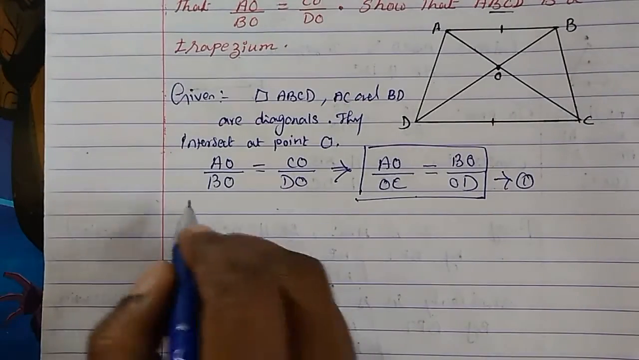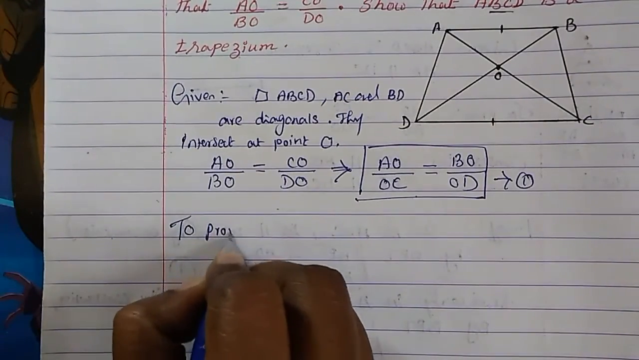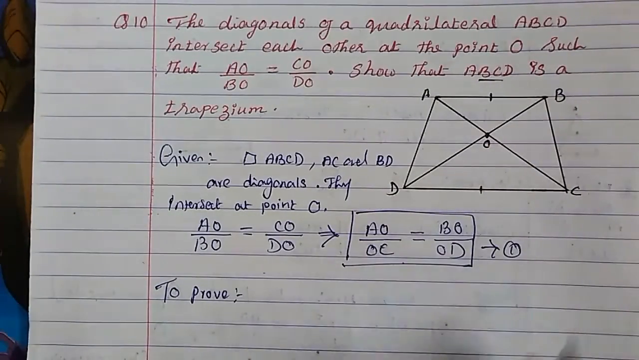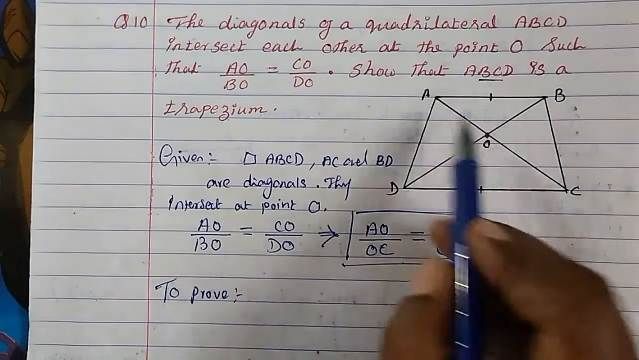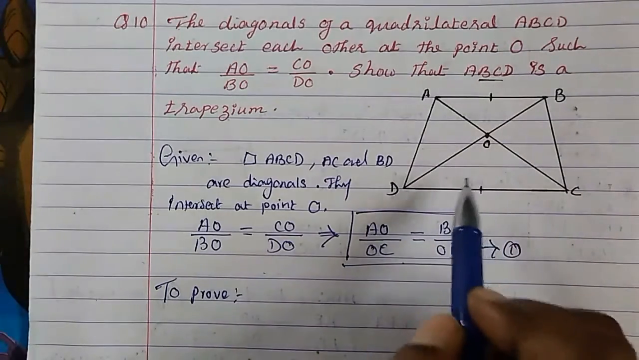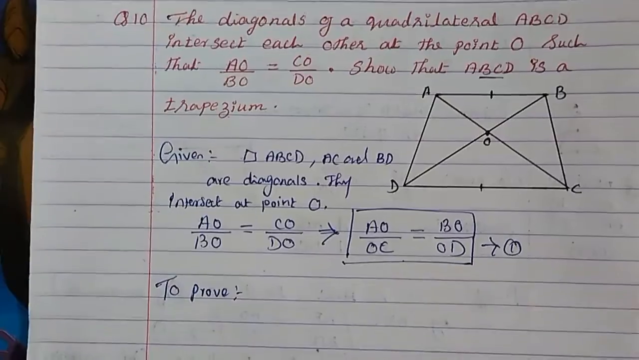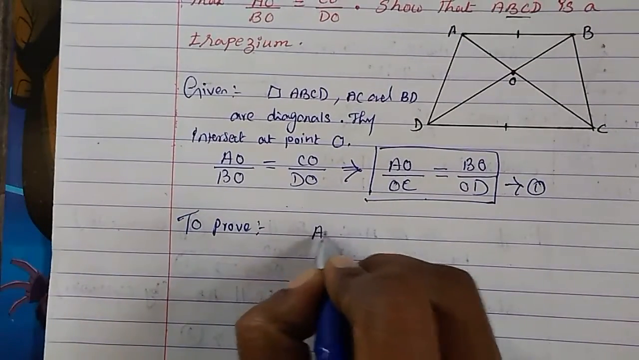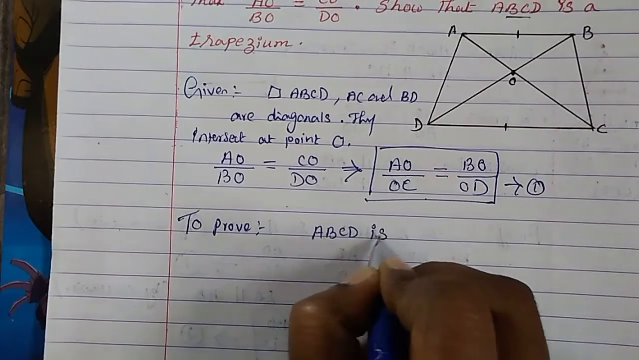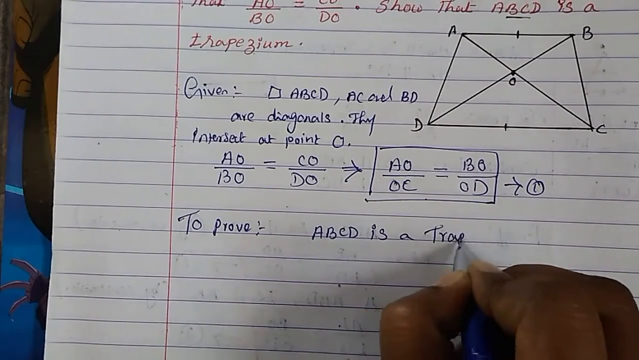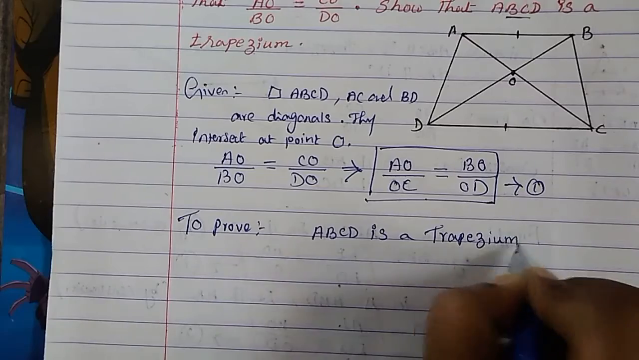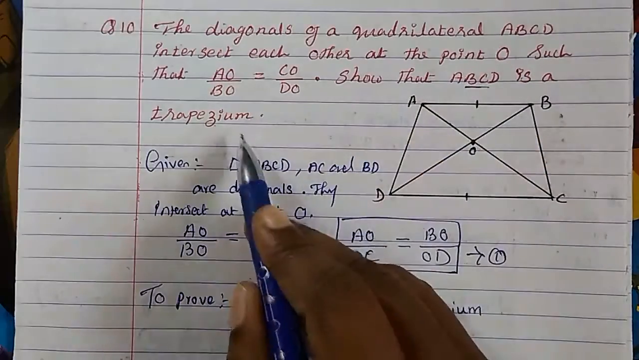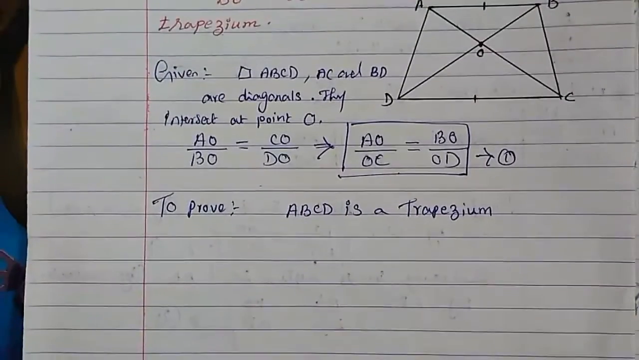Now what we have to prove? We have to prove that AB is parallel to DC. If it is parallel, then only you can say it is a trapezium. So what we have to prove is ABCD is a trapezium. Show that ABCD is a trapezium. So that's what we have to prove.